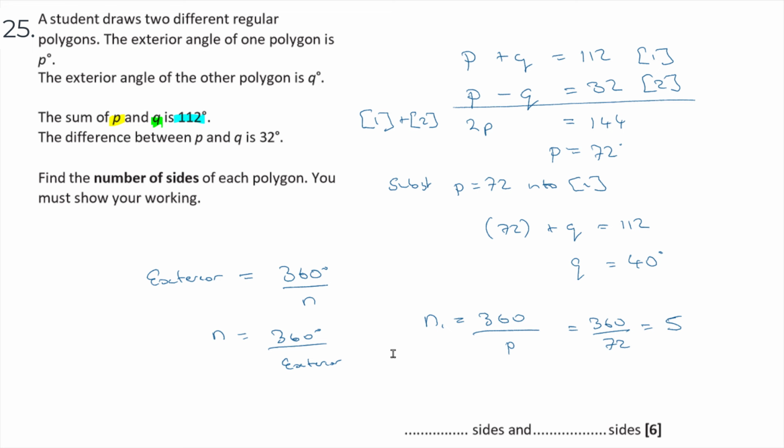So one of my polygons has 5 sides, and the other one, n2, I'm going to get by taking 360 and dividing it by Q, which we said was 40 degrees. So what's that? 4 into 36 goes 9 times, doesn't it? Okay, so then I've got a 9-sided polygon as well. So I've got a pentagon and a nonagon, haven't I?